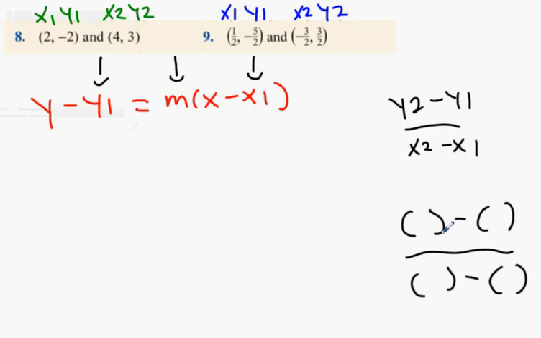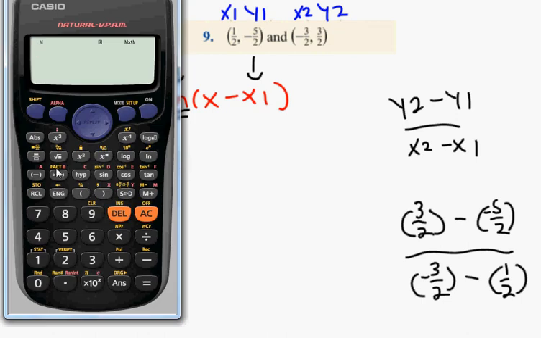Label these, then we put in y, which is 3 over 2. Then we take away minus 5 over 2. Then we put minus 3 over 2 for x2. And then x1 is a half. We're going to find out the slope first, the m value. So when you find out the m value, just press the fraction button. You can set up your calculator like this, ready to go. And then all you've got to do is input the numbers.